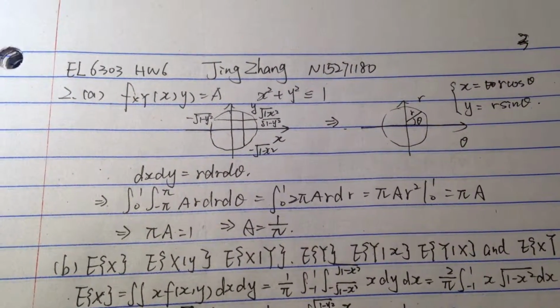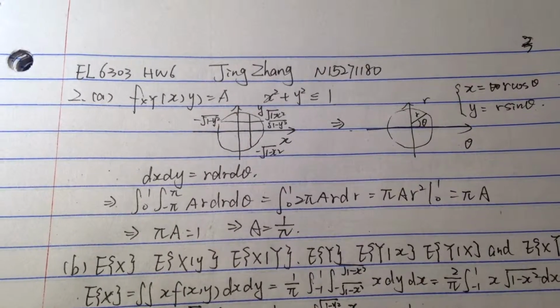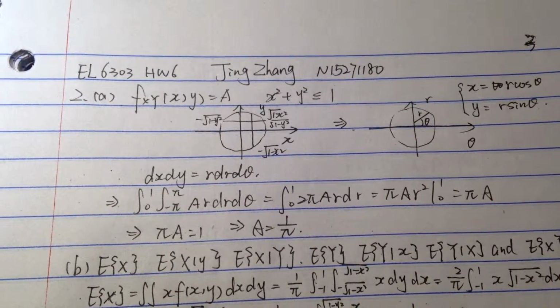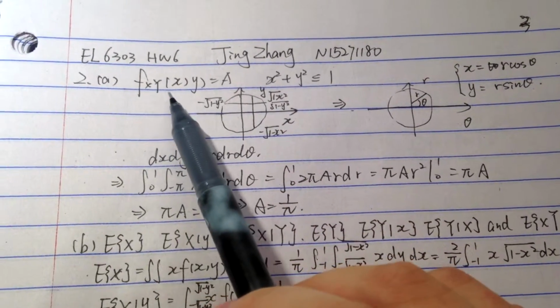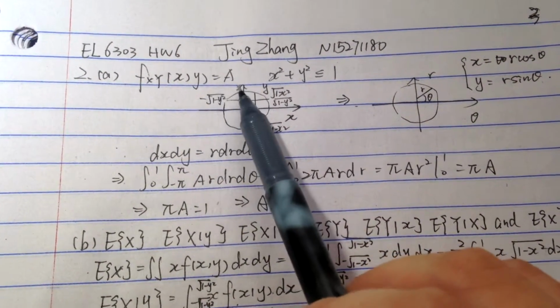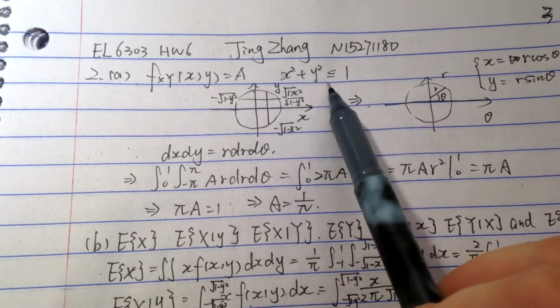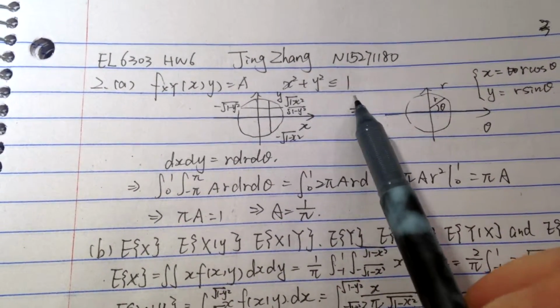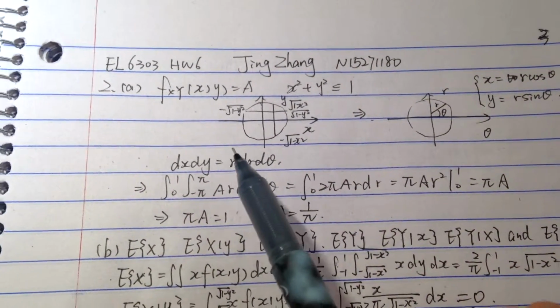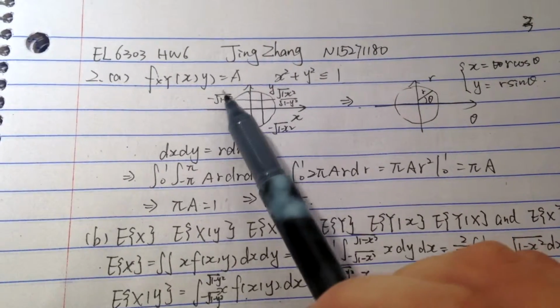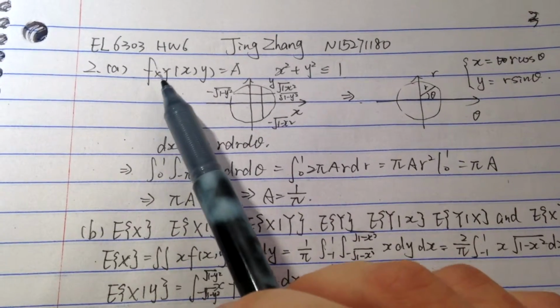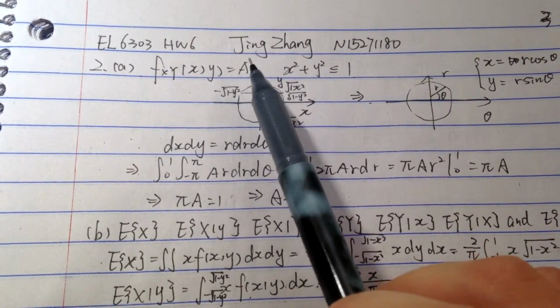This video is for class EL6303 homework 6 question 2. First, given f(x,y) equal to a for x squared plus y squared less than or equal to 1, find a so that f(x,y) is a valid joint density function. That means the integral of f(x,y) equals 1.